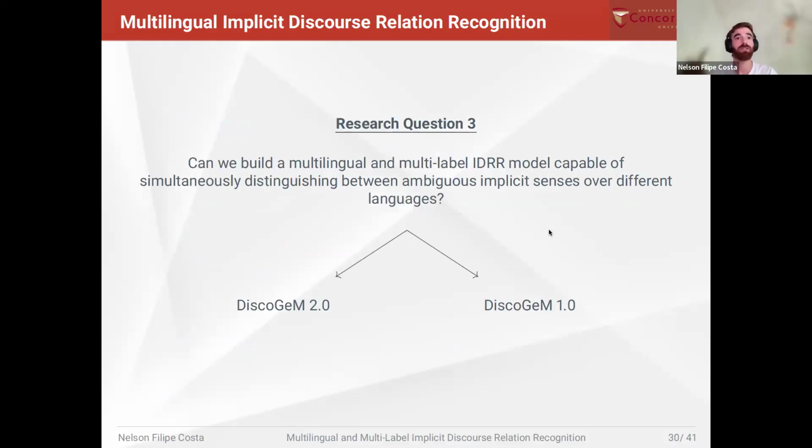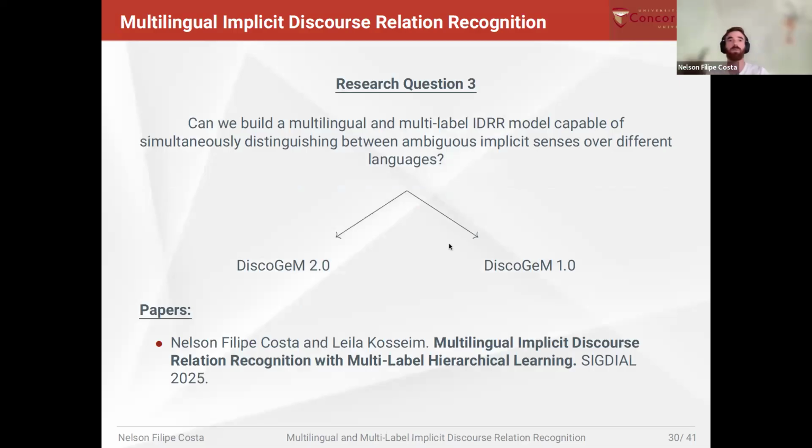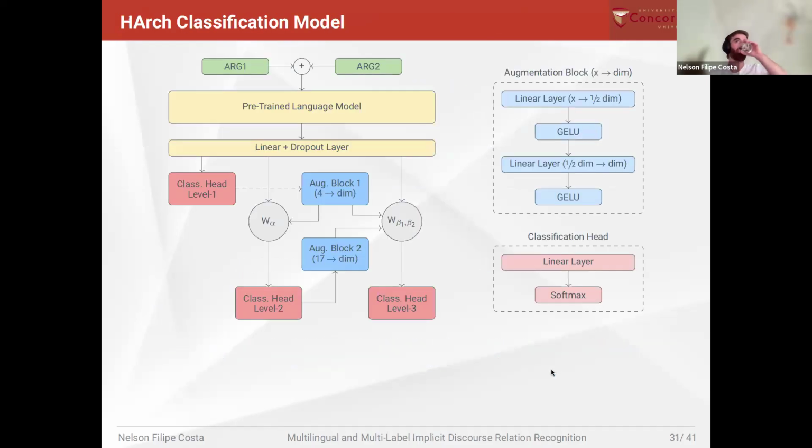To do so, we'll mostly leverage the DiscoGeM 2 corpus and also the DiscoGeM 1 corpus. The work that I'm going to present here is based on another paper that I'll be presenting next month at CoNLL. Here we try to improve our previous model and develop what we call the H-Arch hierarchical classification model, where we try to explicitly model the sense hierarchy in the PDTB framework, in the sense that the prediction of our classification at level 1 will be cascaded to the prediction of our classification at level 2, and the prediction at level 3 will be informed by both the prediction at level 1 and at level 2.